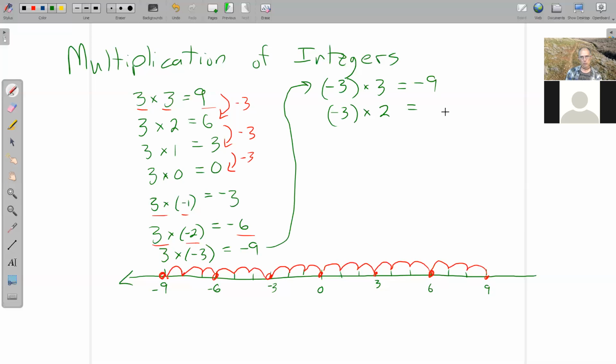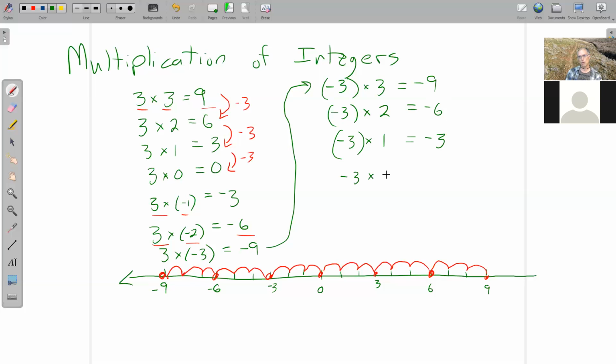And hopefully someone comes up with, oh, it's kind of like this one here. I think it's going to be -6. And negative 3 times 1, well, anything times 1 should be itself, so that should be negative 3. And then we can say, oh, look, that kind of makes a pattern. Negative 9, negative 6, negative 3.